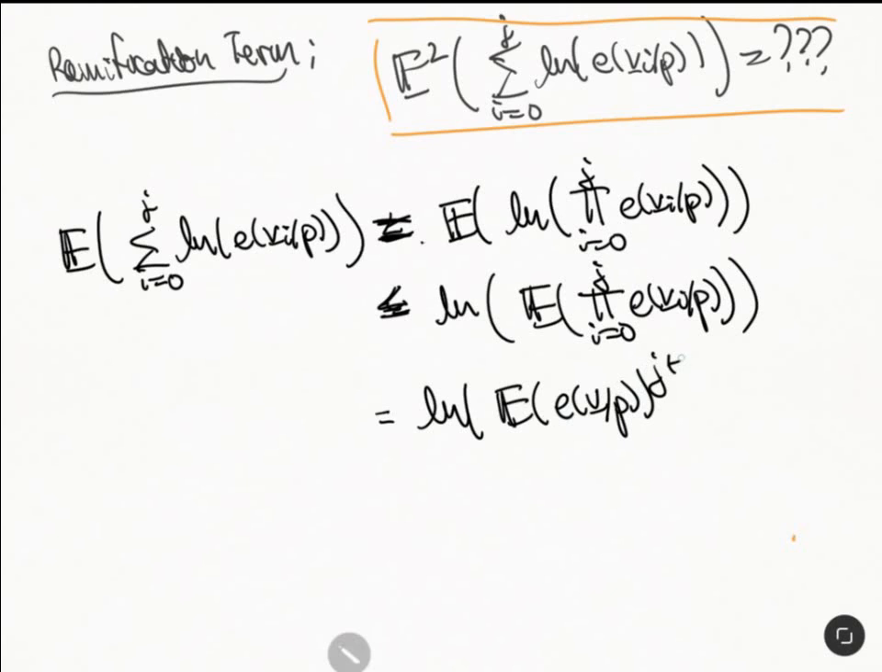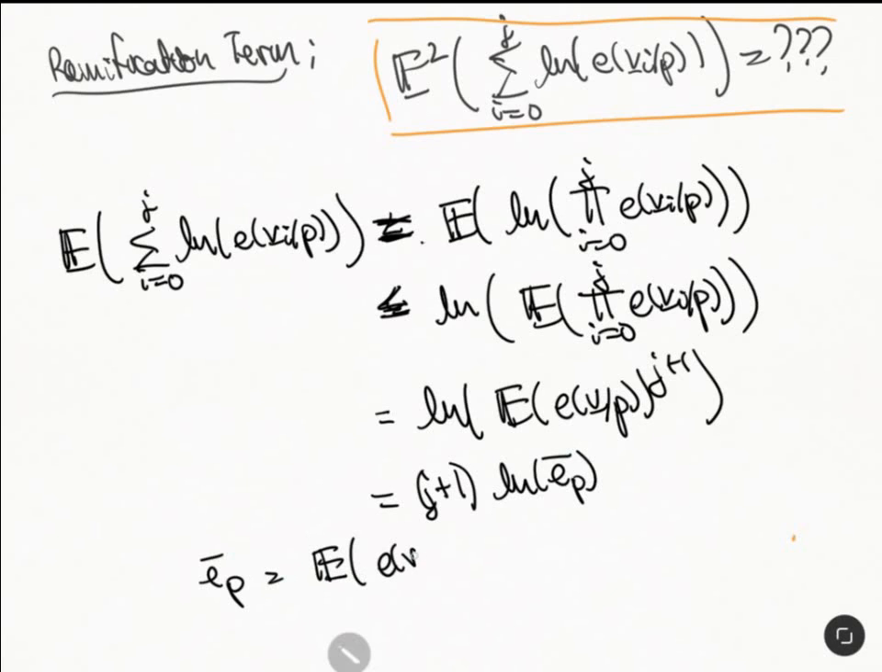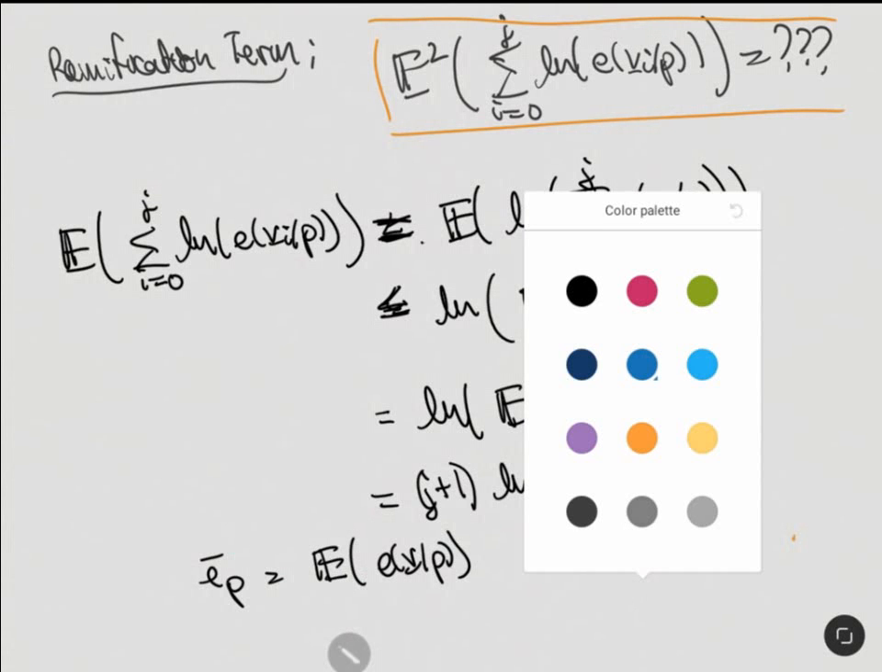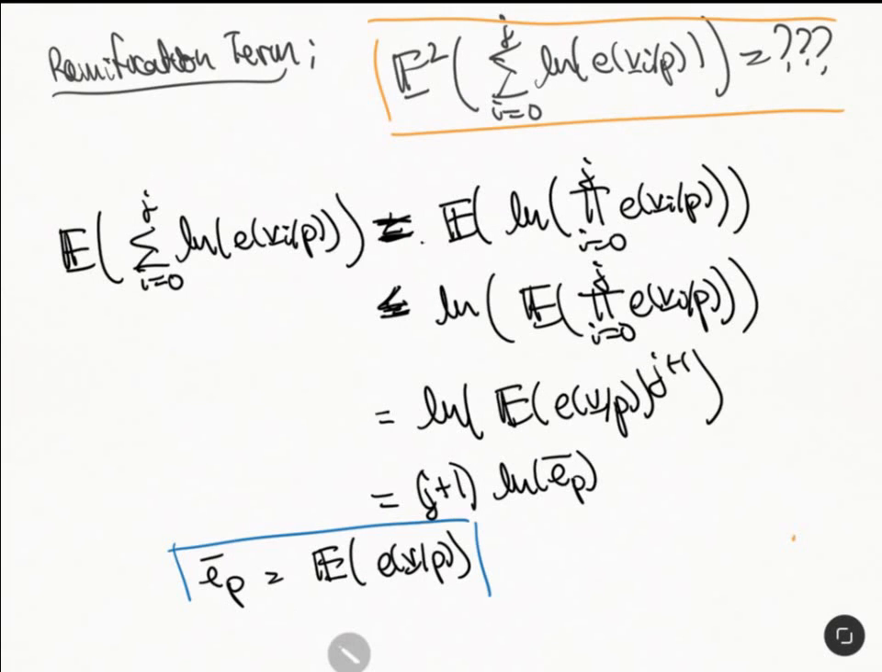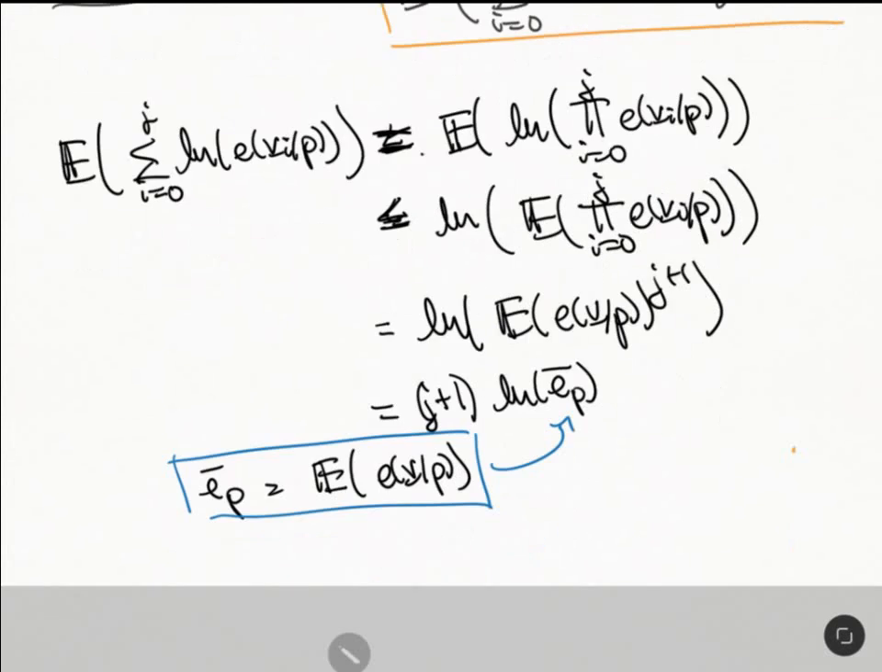to the j plus first power, which tells us that this is equal to j plus 1 times the natural log of E_P bar, where we've defined this new quantity, E_P bar, to be the average expectation of one of these ramification indices over P. Okay, so this goes into here, and this is the first average. We have this quantity. And then the second average.